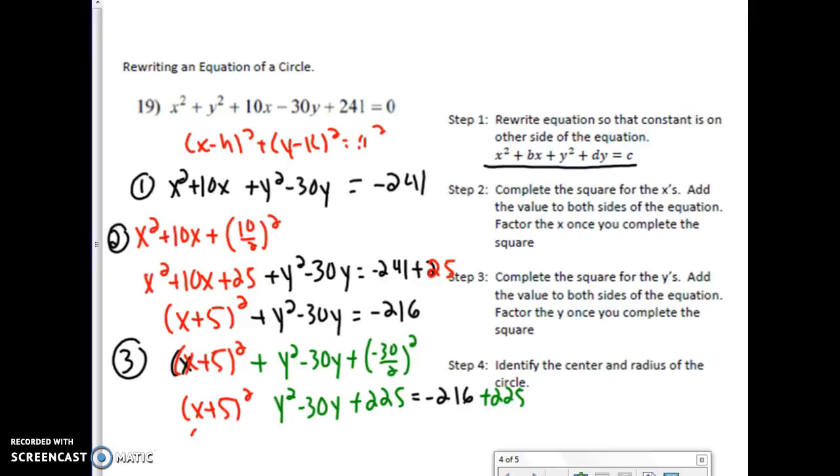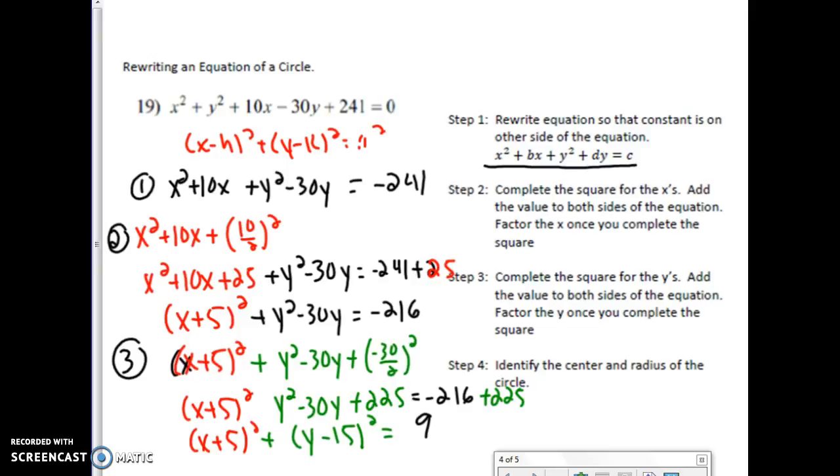So right now, I have (x plus 5) squared. Now I'm going to factor out what I just did with the y's. (y minus 15) squared equals 9. Okay? So I repeated the same process that I did for the x's with the y's. I completed the square for all the y values, added that value to both sides, and I factored it.